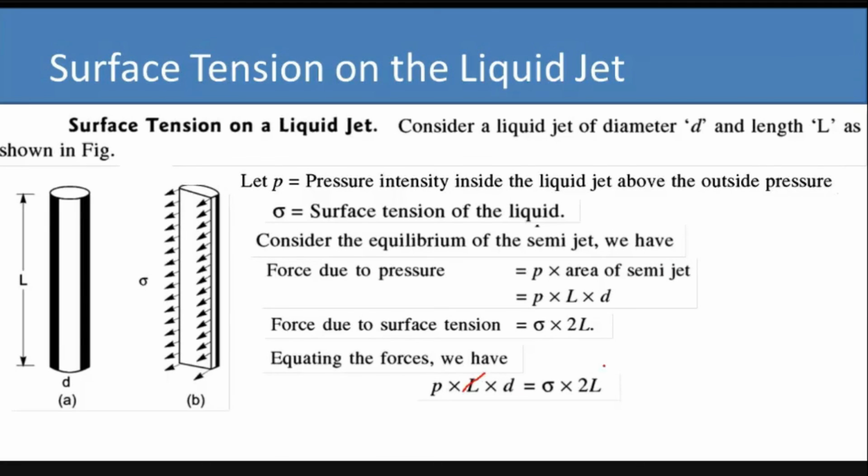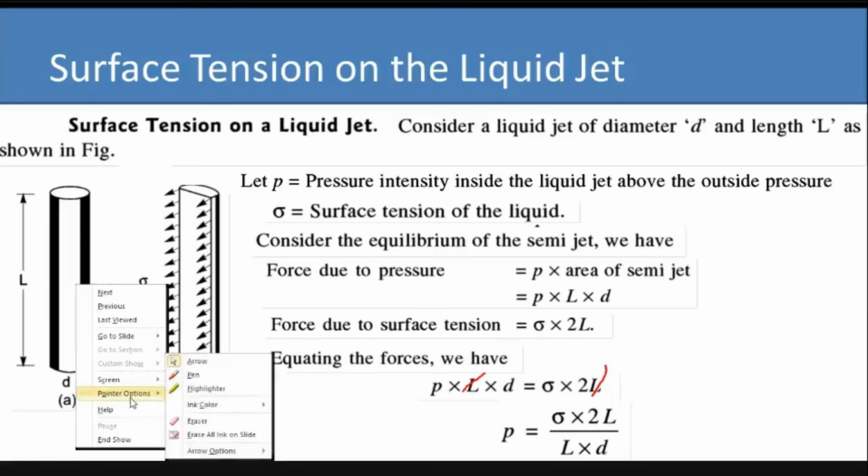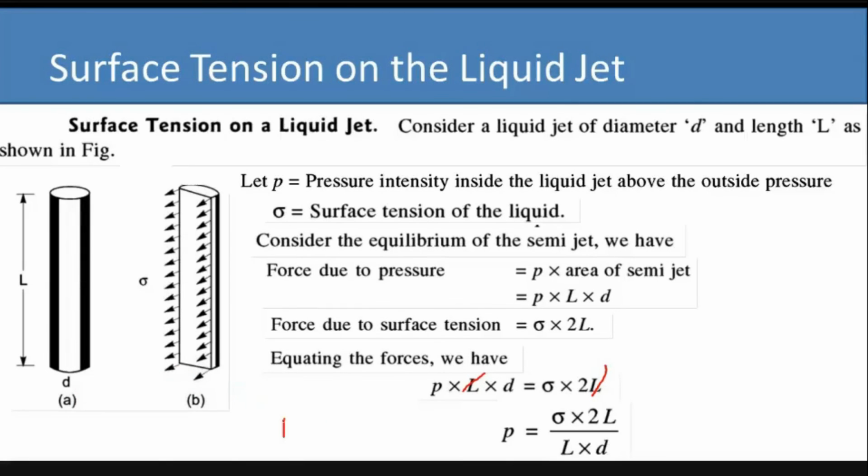L will cancel from both sides. So finally we have P equals sigma upon D, and you can multiply D on the other side, so sigma equals PD by 2, or P equals 2 sigma upon D.